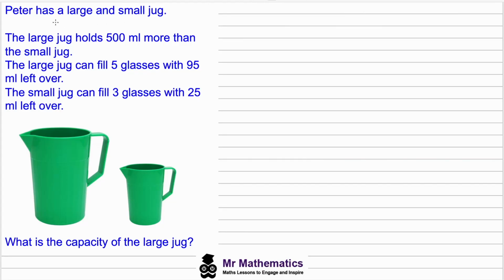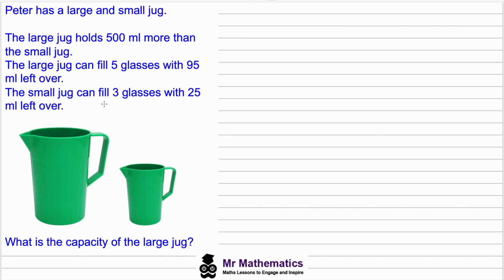So here we're given that Peter has a large and a small jug. The large jug holds 500 milliliters more than the small jug, and the large jug can fill 5 glasses with 95 milliliters left over. The small jug can fill 3 glasses with 25 milliliters left over. What is the capacity of a large jug?